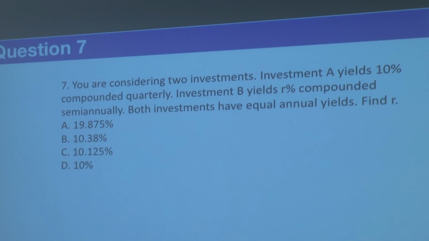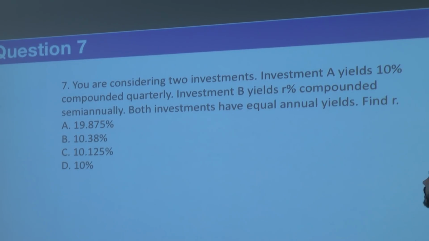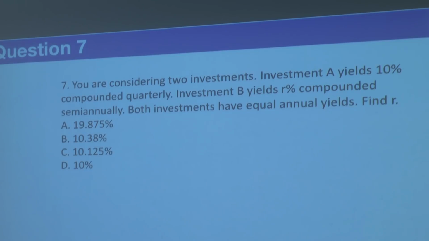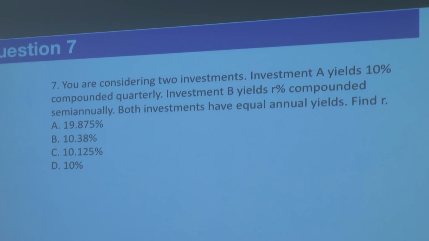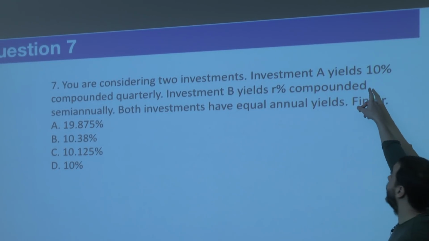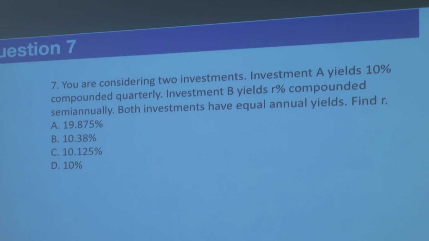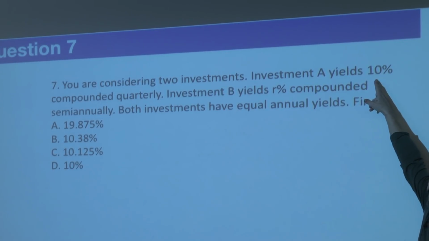When it says both investments have equal annual yields, what rate is that referring to? You think the APR. But here it says R% compounded semi-annually, while investment A yields 10% compounded quarterly. So this 10%, is it an APR or an EAR? This is EAR, you think?